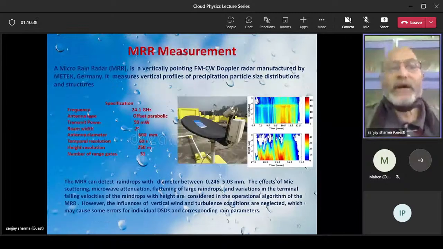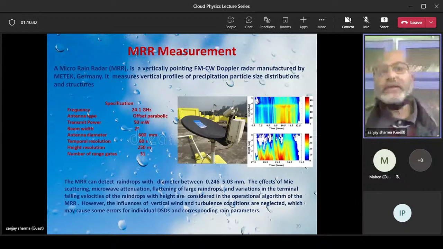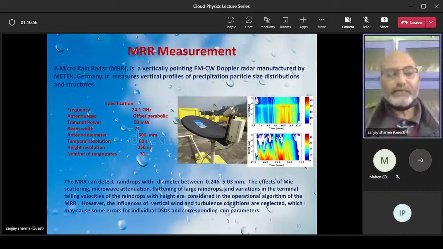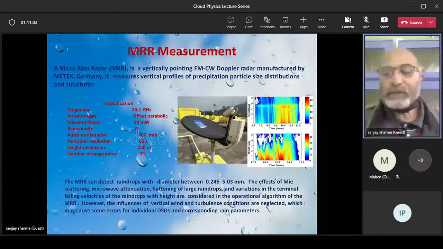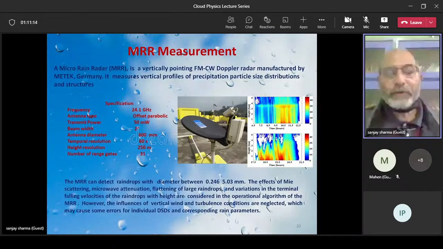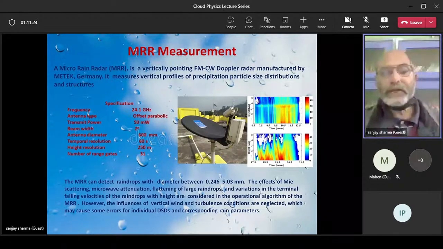Next is the micro rain radar measurement. It is a K-band vertically pointing FMCW Doppler radar manufactured by METEK, Germany. It measures the vertical profile of precipitation, particle size distribution and structure. It can detect raindrops with a diameter between 0.246 and 5.03 mm. Because it is K-band, Mie scattering is dominant here. The effects of Mie scattering, microwave attenuation, flattening of large raindrops and variation in the terminal fall velocity of the raindrop with height are considered in the operational algorithm of the MRR.